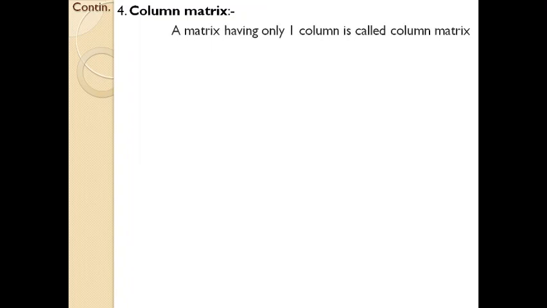Next one, column matrix. Previously we discussed row matrix. As the name suggests, a matrix having only one column is known as a column matrix. See, this is an example of a column matrix. Here there is only one column. This is an example of a column matrix.